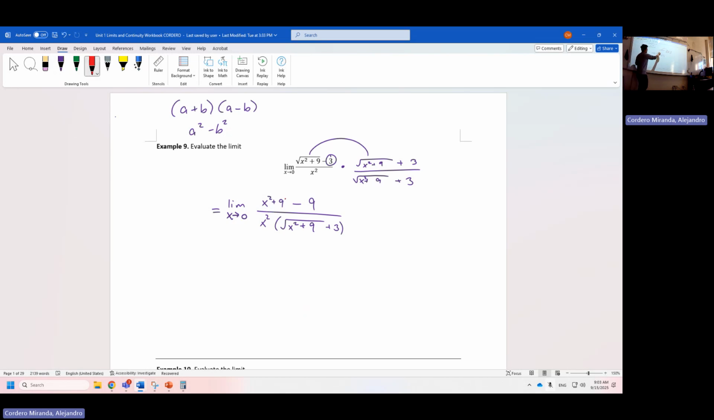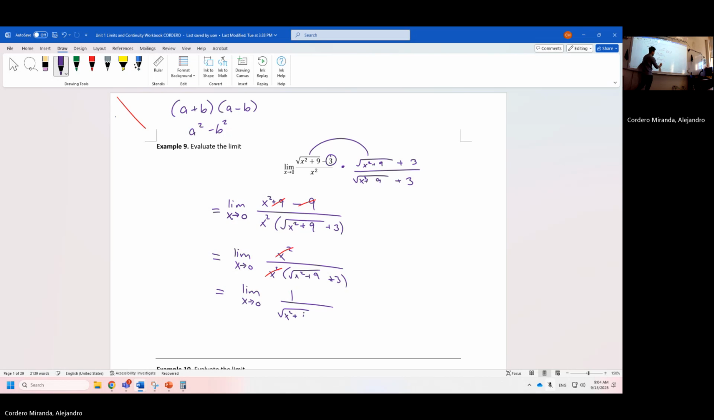So watch this. 9 minus 9 goes away. You get x squared over x squared times the square root of x squared plus 9 plus 3. The plus. Cool. And then you get x squared over itself. This is what should always happen when you do the conjugate. If you do it right, you'll get a bunch of cancellations. And so at the end, there should be no 0 at the bottom. Boom. There's that.